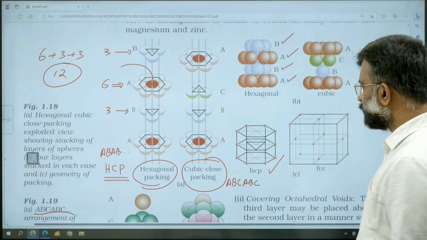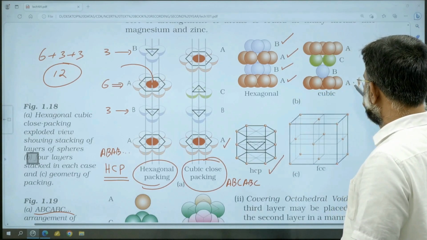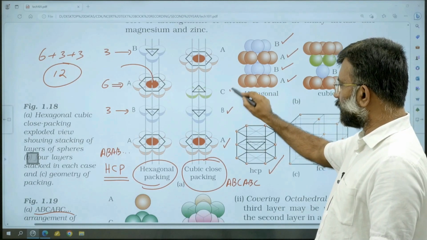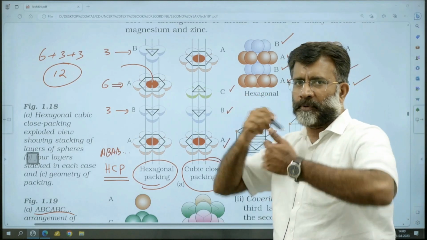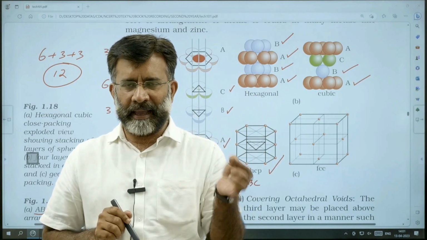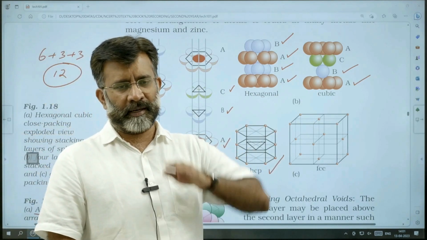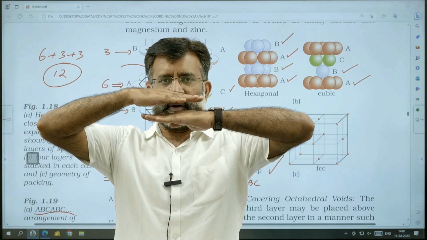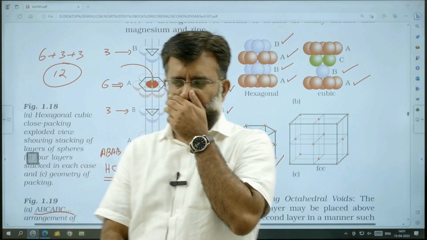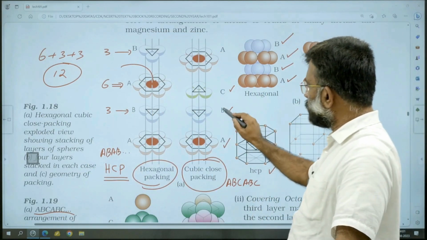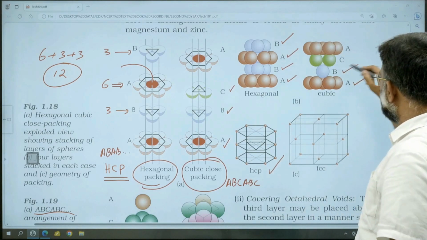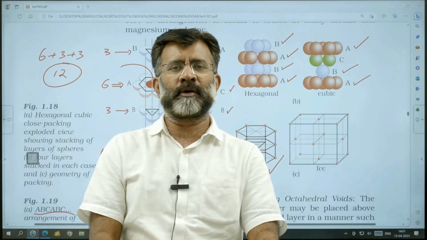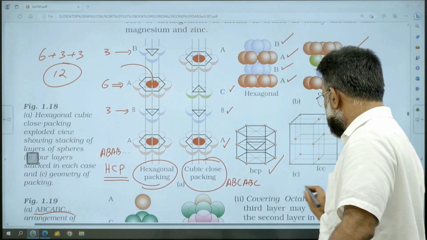ABC pattern. What is ABC pattern? There is layer A, and there is layer B, and then there is layer C. Layer B and C are just opposite. Layer B like this, layer C like this. If layer B is like this, layer C will be like this, just opposite, reversed. So layer A, layer B, layer C, layer A. A, B, C, A, B, C recurring pattern. That is called the cubic closed packed system, CCP.